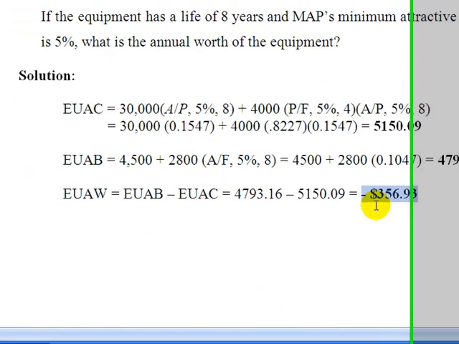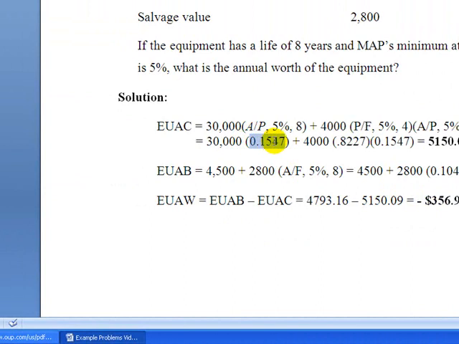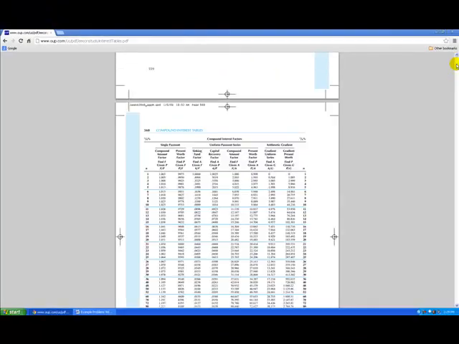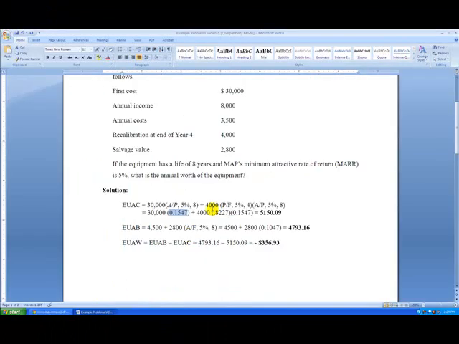So I hope this makes sense to you. This time I am not going over the compound interest tables, which you can find from here again. I already have those values.